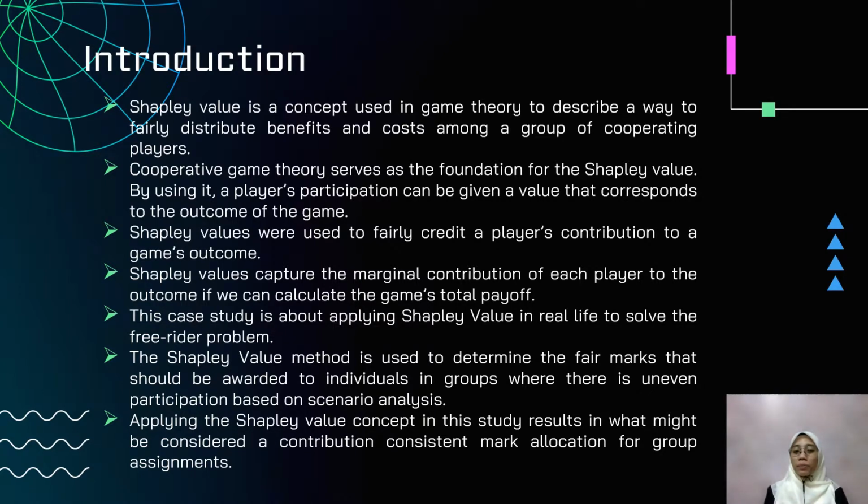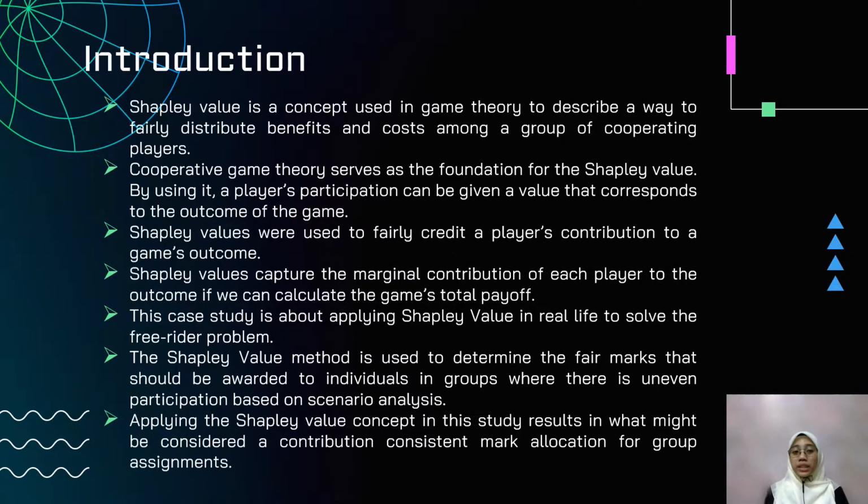Assume we have a cooperative game where a group of players works together to generate value for each other. Shapley values capture the marginal contribution of each player to the outcome if we can calculate the game's total payoff. For example, if two friends share a taxi to two different locations, the total bill can be divided based on the Shapley value.